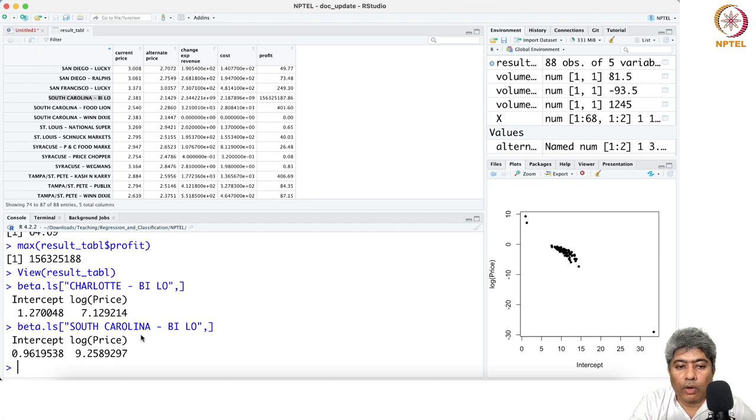So my log price coefficient is 9.25, so most of my coefficients are negative, you see, but this guy is giving me a very large positive coefficient. And the intercept is 0.96, which is near 1, whereas most of the intercepts are near 10, at least above 5. So this tells us about these two estimates for South Carolina below.